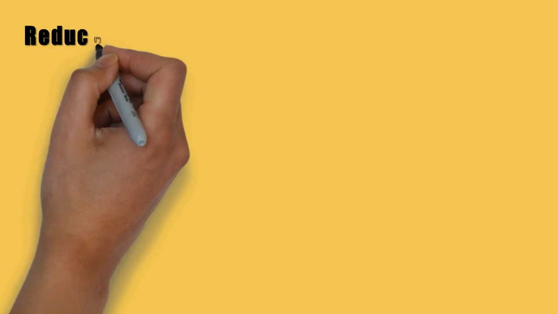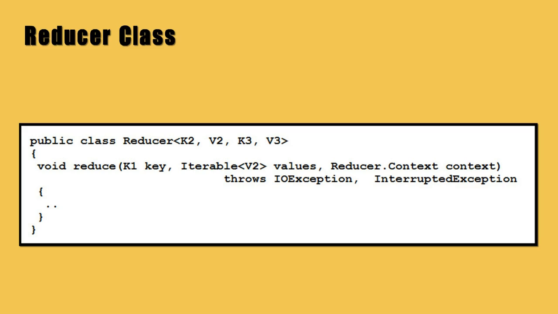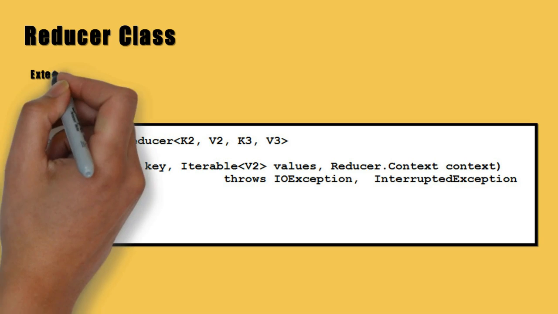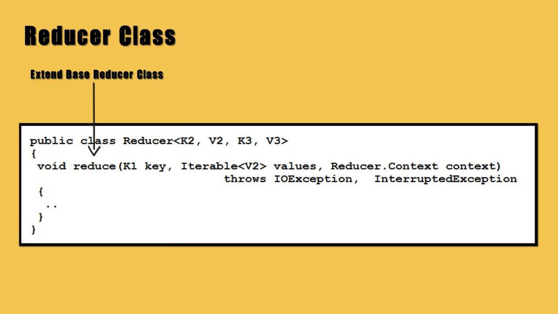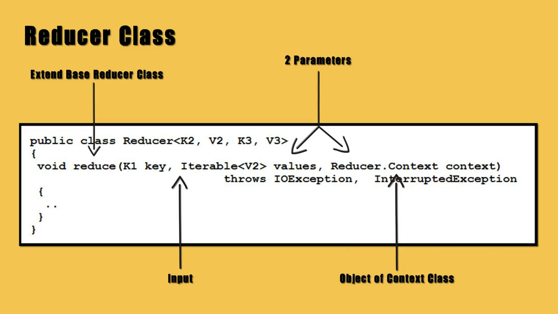Now let us examine the reducer class. The reducer class is very similar to the mapper class. To implement the reduce function in our programs, we would extend this base reducer class and override the reduce function. The reduce function also accepts two parameters. The first parameter is a key and a list of associated values, whereas the second parameter is an object of the context class, which provides the logic required to output the results of the reduce function.